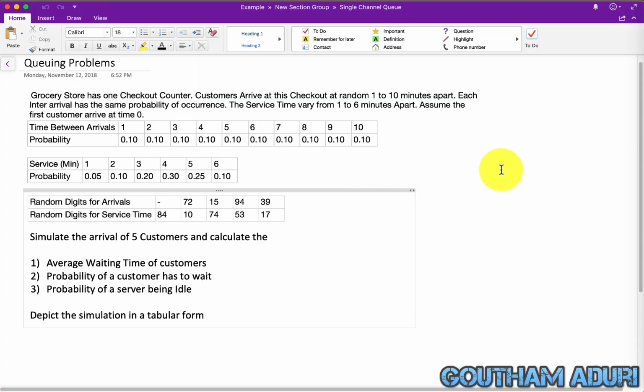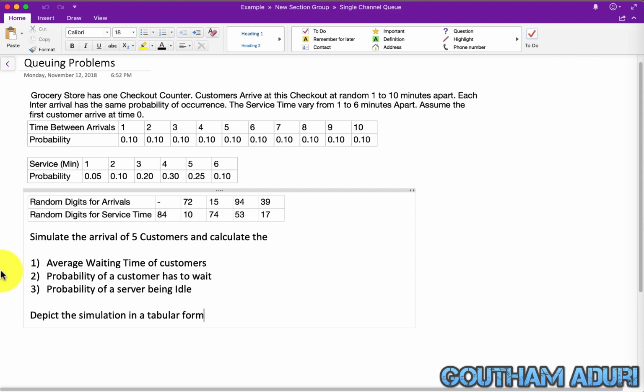In this section, I'm going to talk about the queuing problems from data modeling and simulation. These are different single channel queuing problems from chapter 2 in the single channel queuing. First we'll try to understand the question, and I will try to solve the problem based on the question and the given parameters.